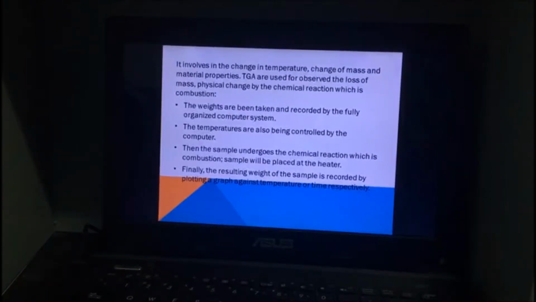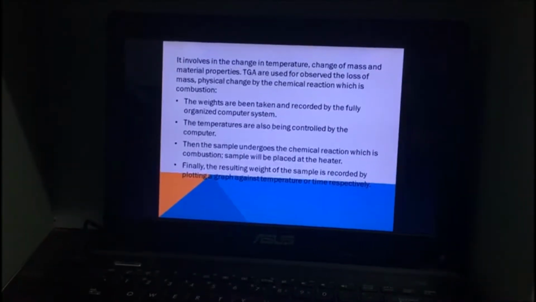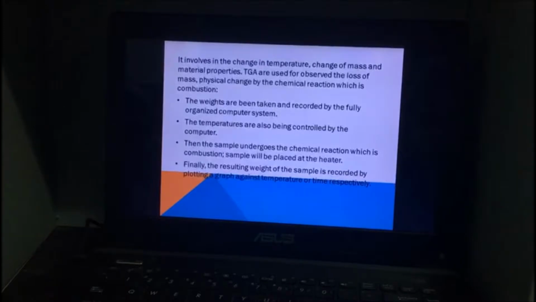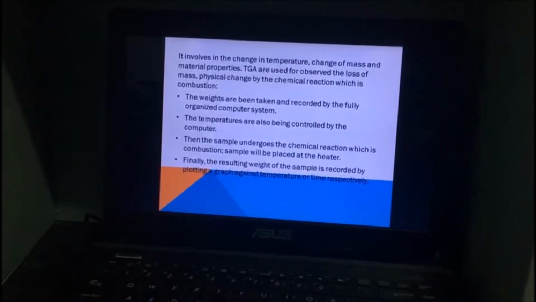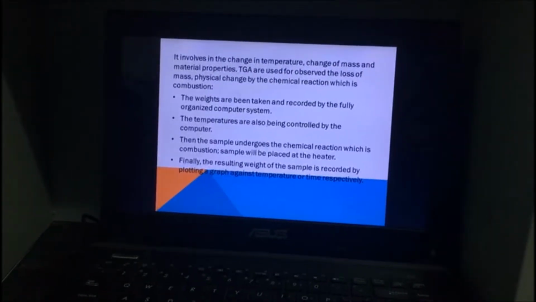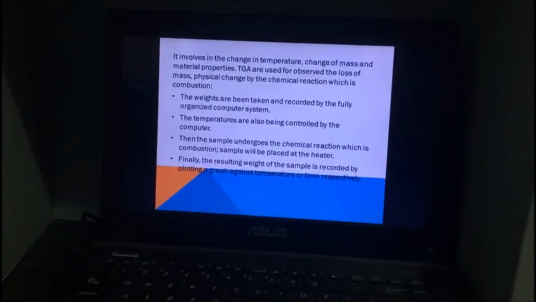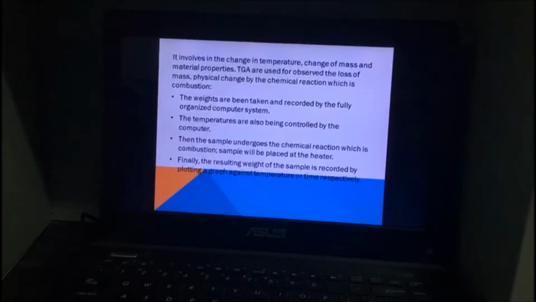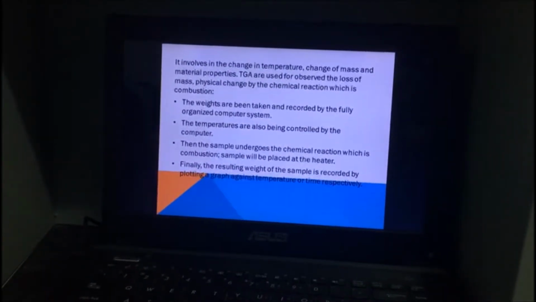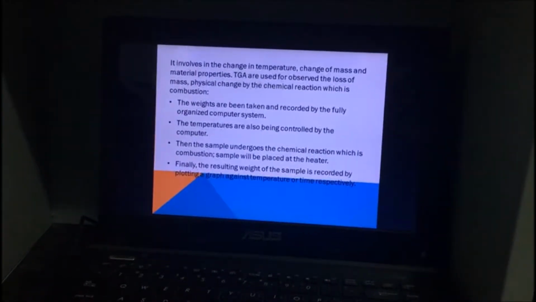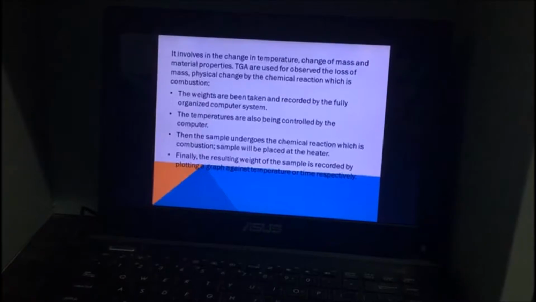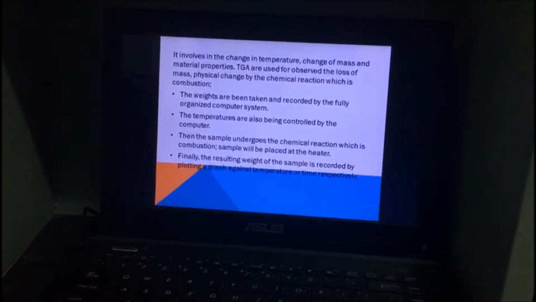First, the weight is taken and recorded by a fully organized computer system. The temperature is also controlled by the computer. Then the sample undergoes a chemical reaction, which is combustion, and the sample is placed near the heater. Finally, the result of the weight of the sample is recorded by plotting a graph against temperature or time respectively.